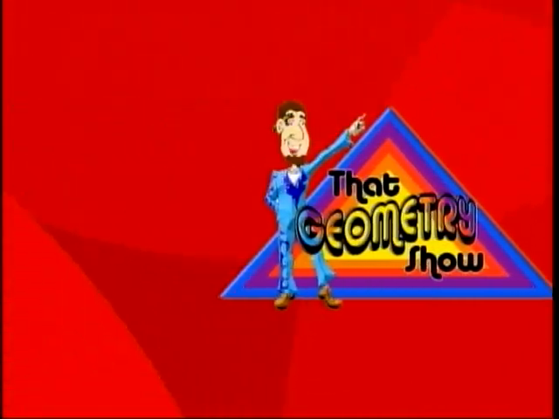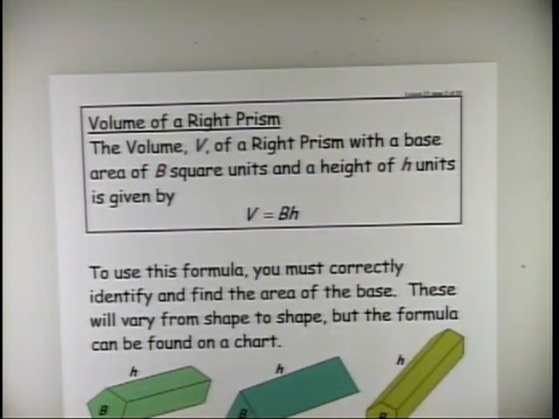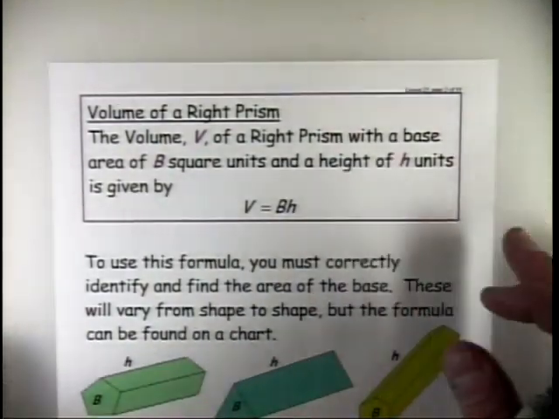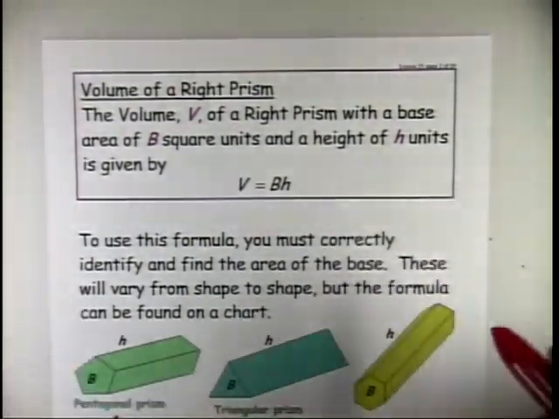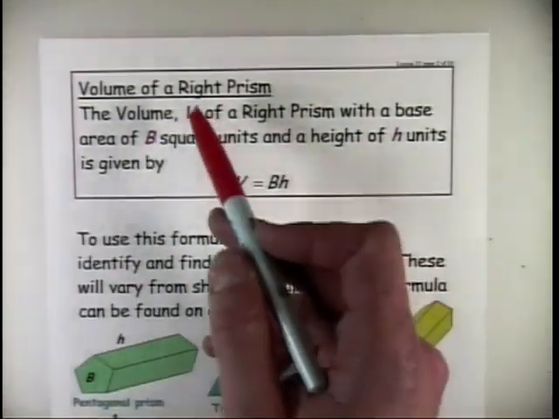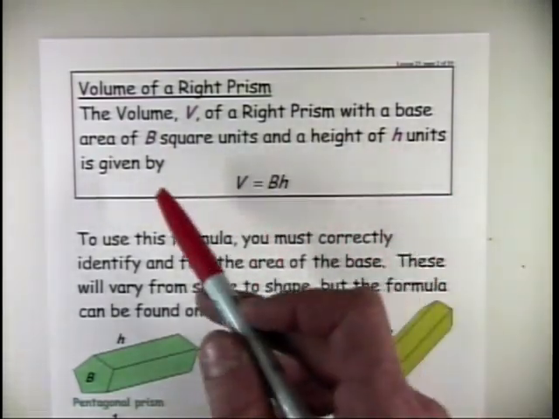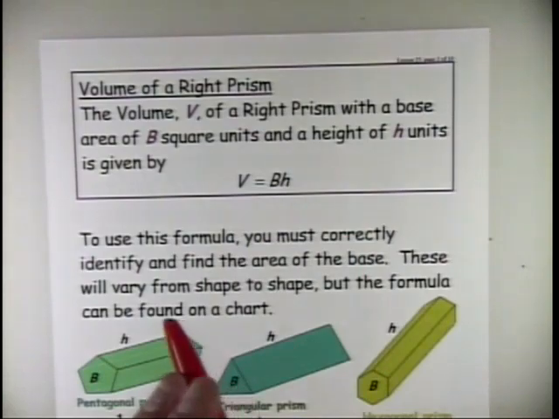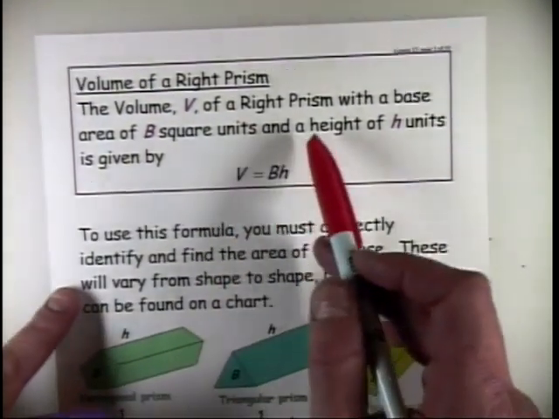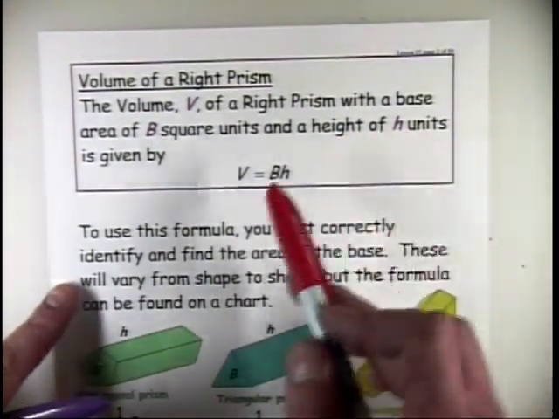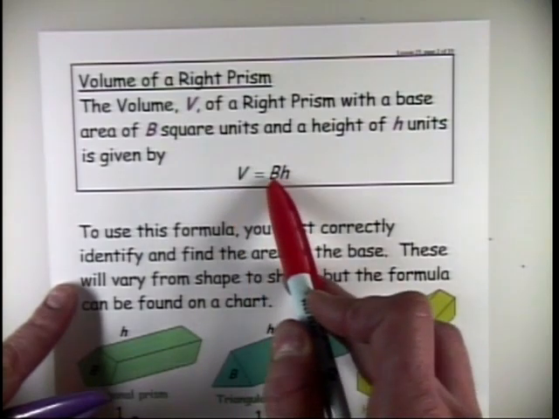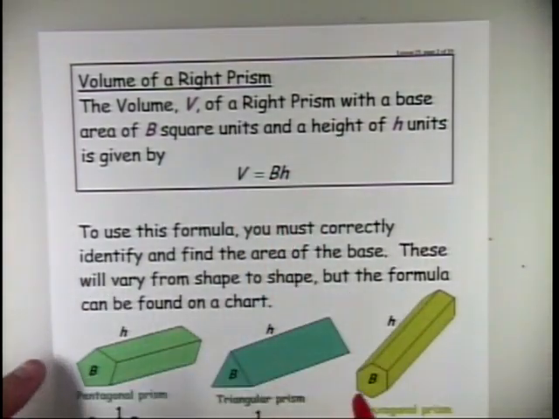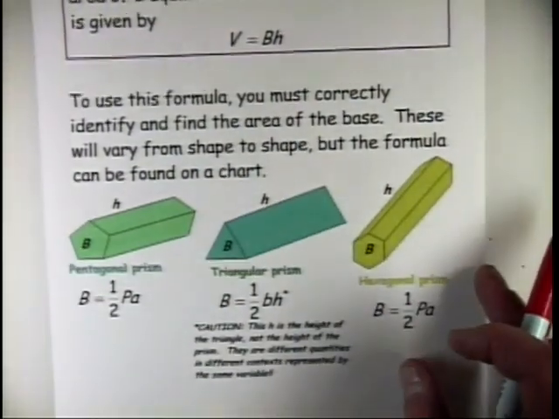All right, so we'll start off by looking at a right prism. And we're going to look at the volume of a right prism, of course. So let's go ahead and define what the formula is. The volume V of a right prism with a base area of capital B. Okay, so you'll see a capital letter to denote an area of the base. And a height of H units is given by: the volume is the area of the base B times the height. Well, let's review what a prism is again.